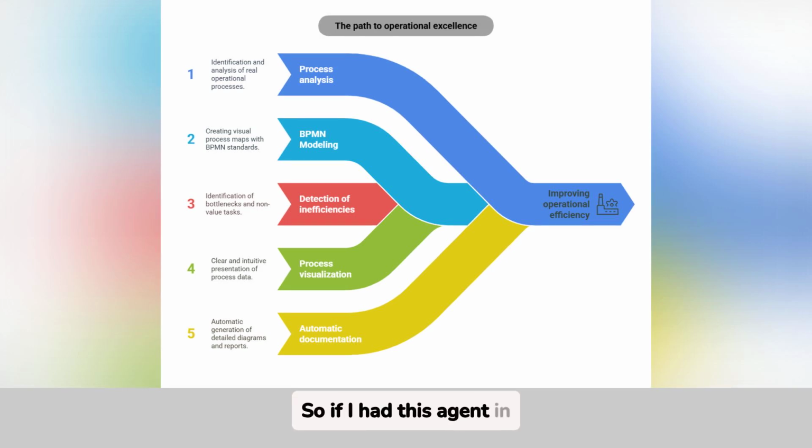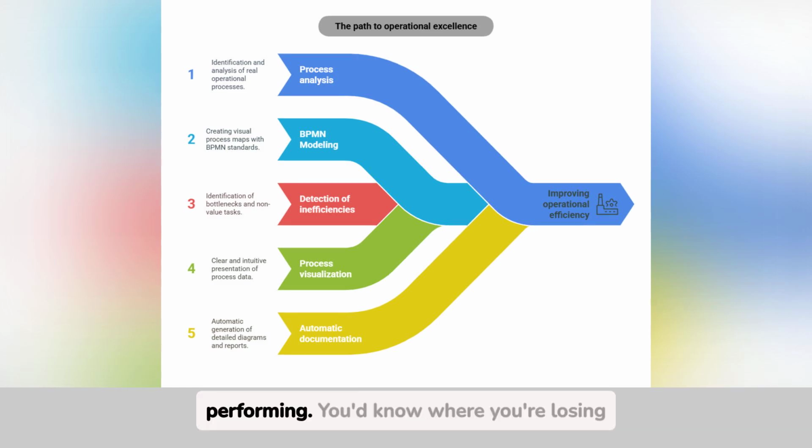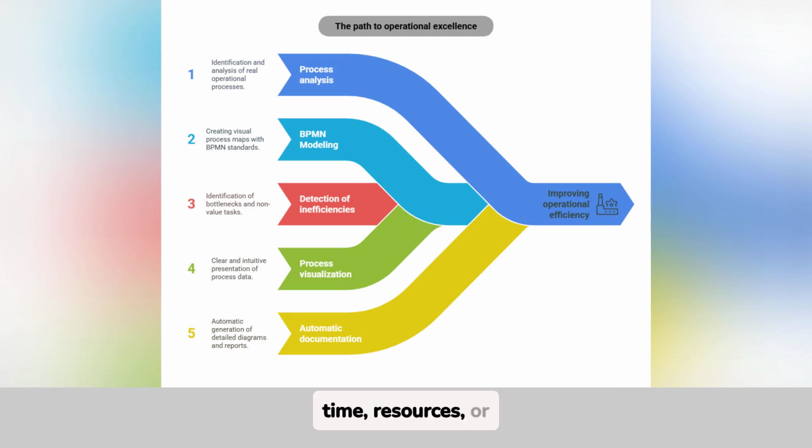So if I had this agent in place, what would I actually change about my day-to-day life as a director? You'd have complete real-time visibility into how your operation is performing. You'd know where you're losing time, resources, or quality. You could anticipate problems before they become crises. You'd no longer rely on intuition or someone coming to you to tell you what's going on. You'd see it yourself, crystal clear, on a self-updating dashboard.